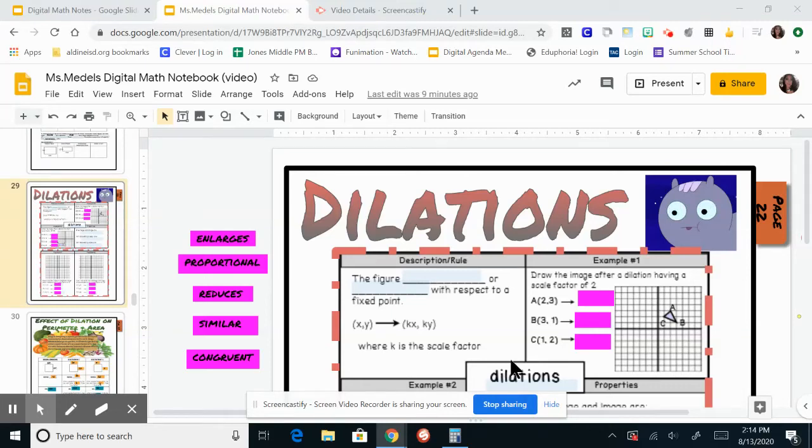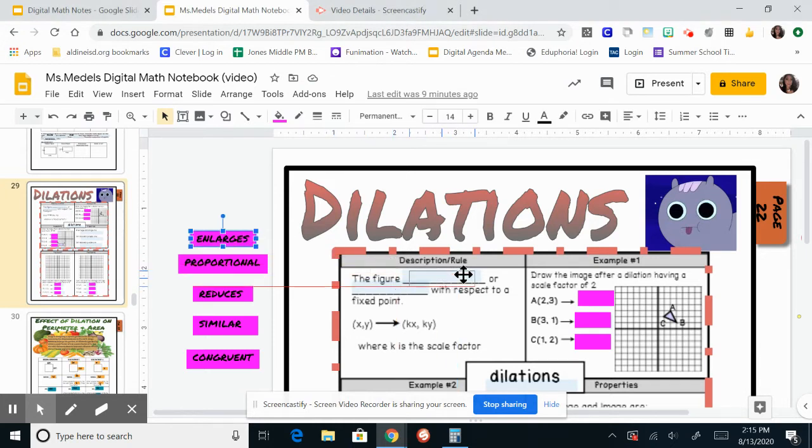Hey guys, so today we are going to talk about dilations, and this is probably one of my favorite units. If you haven't guessed yet, a dilation is going to either enlarge the figure or reduce it with respect to a fixed point. If you look at my little GIF, his eyes are getting larger and smaller. So his eyes are dilating.